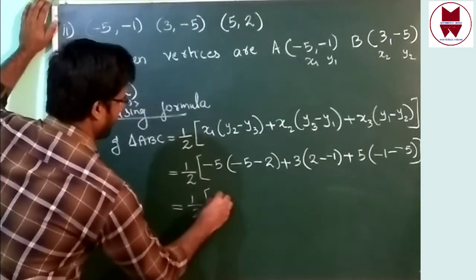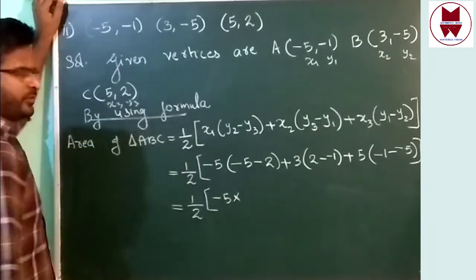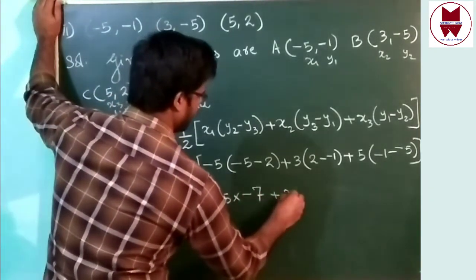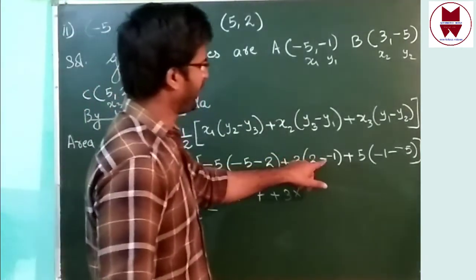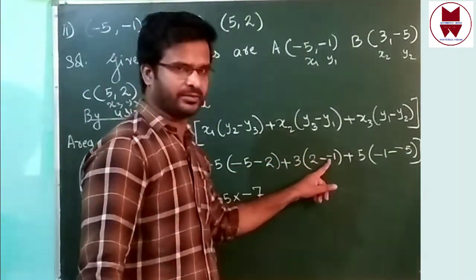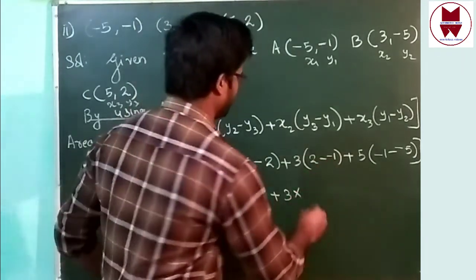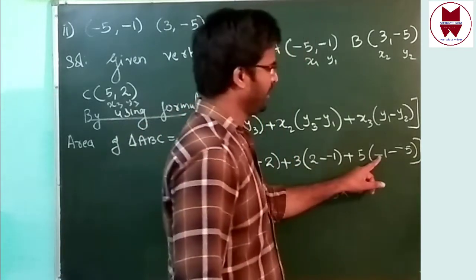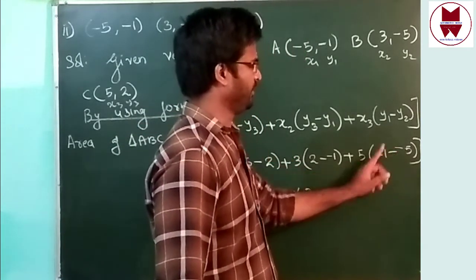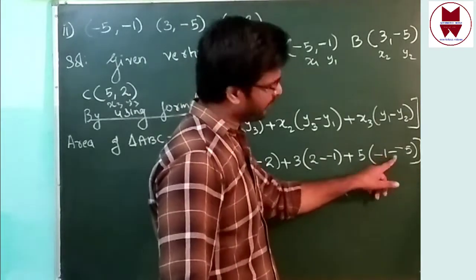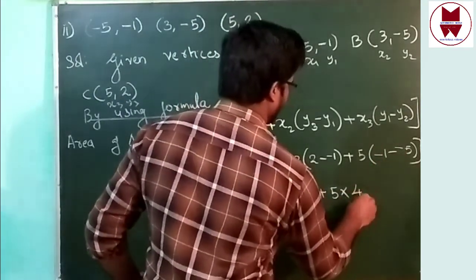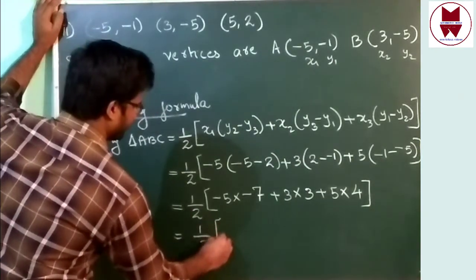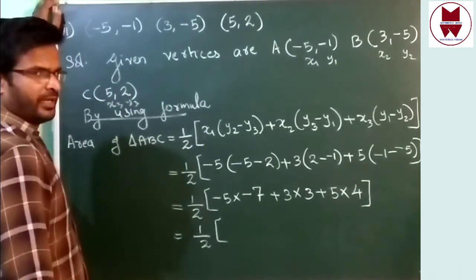1 by 2 times minus 5 into minus 5 minus 2, we will get minus 7, plus 3 into 2 minus minus 1. That means minus into minus is plus, isn't it? 2 plus 1, 3, plus 5 into, in here also minus 1 minus minus plus 5. Minus 1 plus 5 you will get 4. So 1 by 2 minus 5 into minus 7.